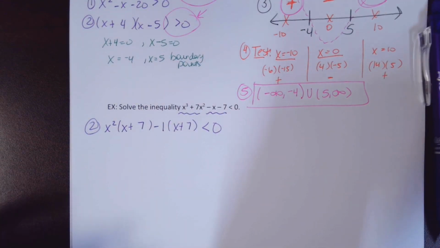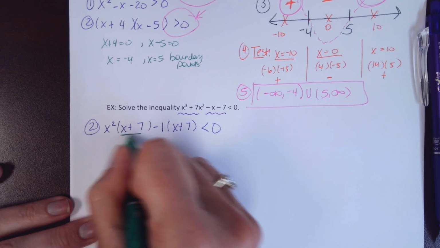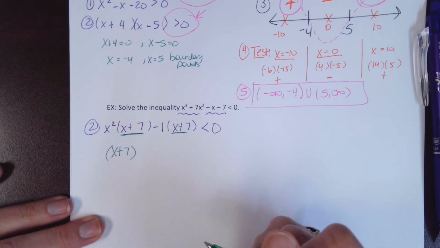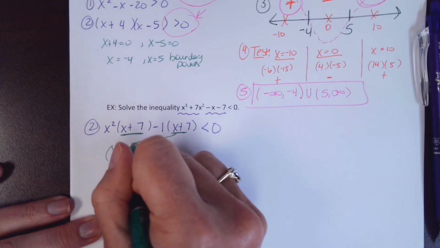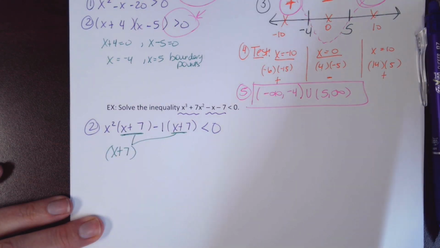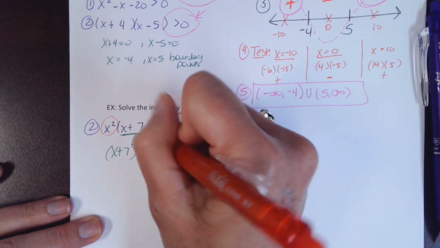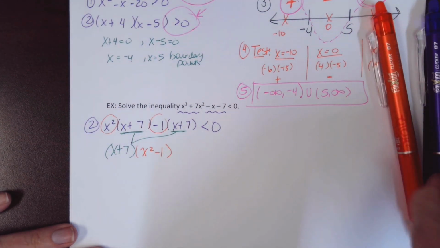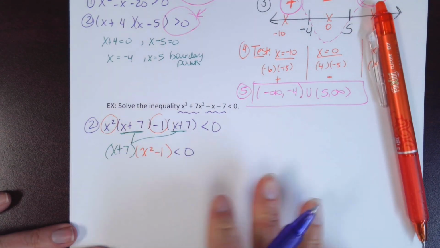All right, next step to factor by grouping. I take my common factor, x plus 7, and I pull it out front. And then I group together what was left behind, x squared minus 1. And I've still got this set less than 0.